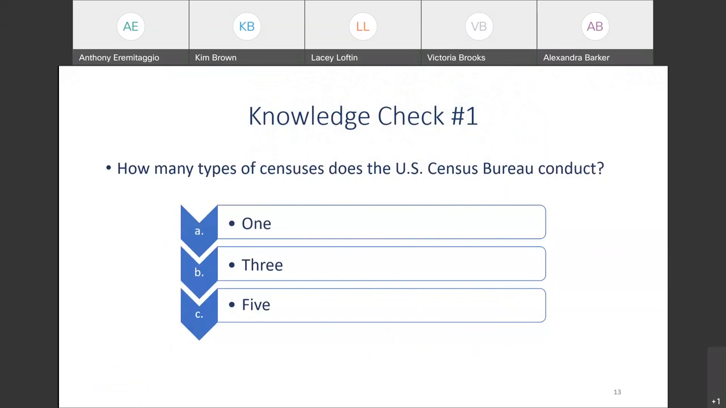I added a few knowledge checks within the presentation. I don't expect that you'll be able to respond to these, but I wanted to throw them out there as food for thought, to hope that you're getting the pertinent information that I'm sharing with you. In this particular knowledge check, how many types of censuses does the Census Bureau conduct? I'll give you a second to think about it.